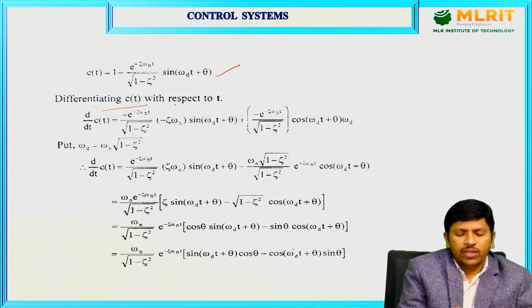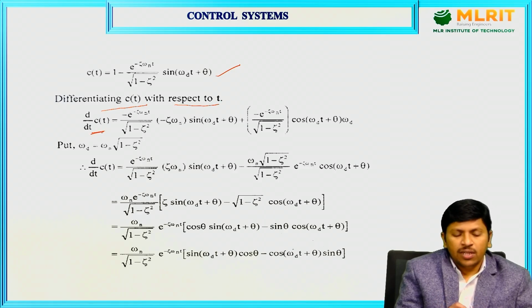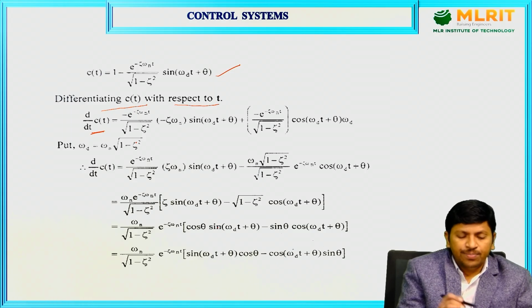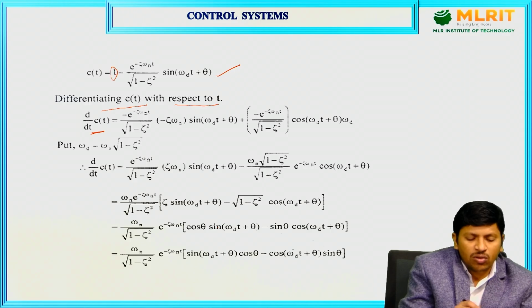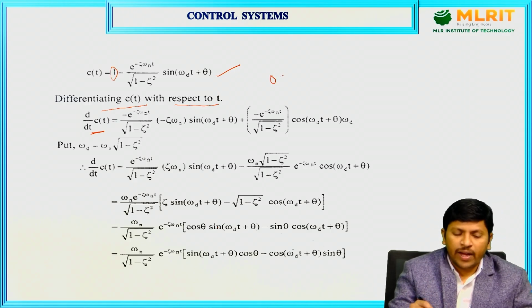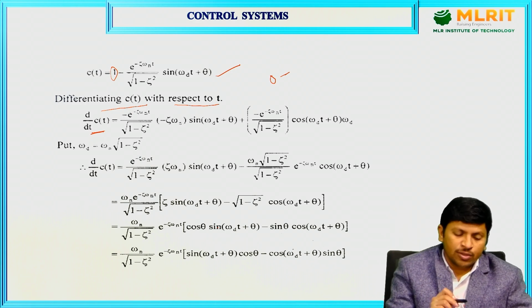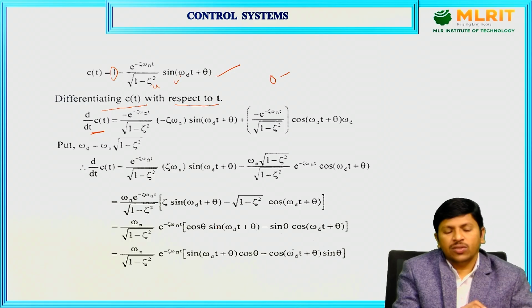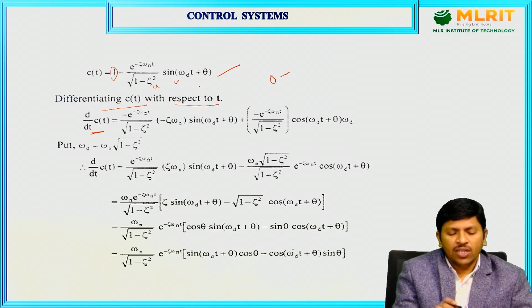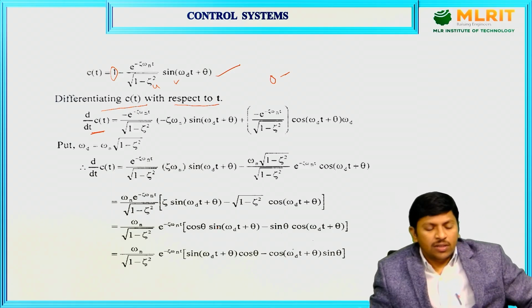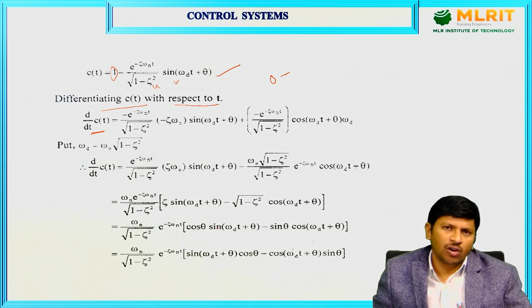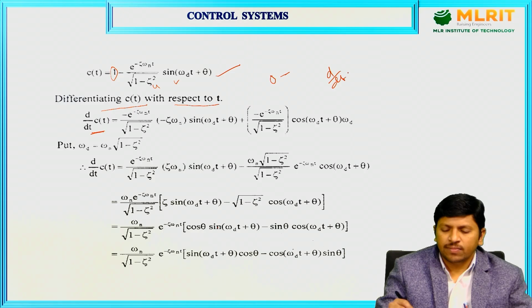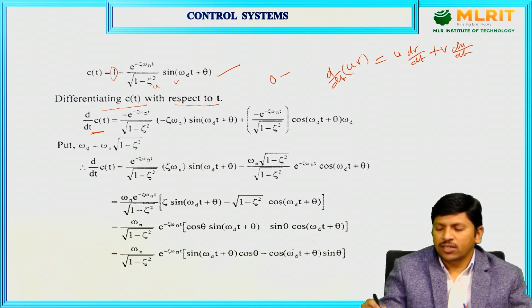Now differentiating the c of t with respect to t. See here, d by dt of c of t: differentiating the 1 is equal to 0, and then minus these two terms. These two are in uv form. So d by dt of uv is u into dv by dt plus v into du by dt. Just you can use this formula.